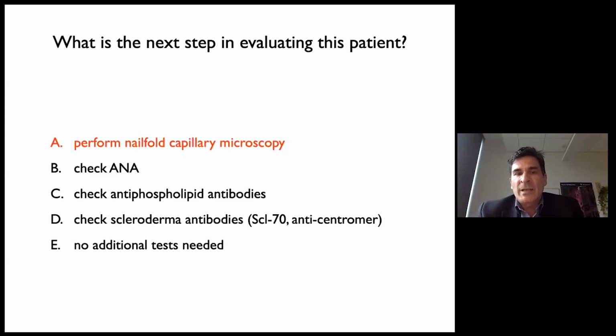So this patient clearly presents with Raynaud's phenomenon. It's a young woman, and so it is more likely that she has primary Raynaud's rather than secondary Raynaud's. And there's nothing in the vignette that suggests that she has lupus, an antiphospholipid antibody syndrome, or scleroderma. So from that perspective, there is no indication to check the antibodies in B, C, or D.